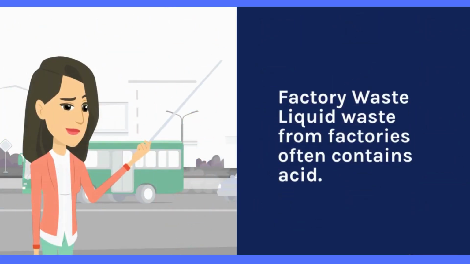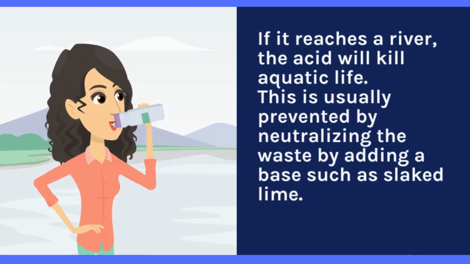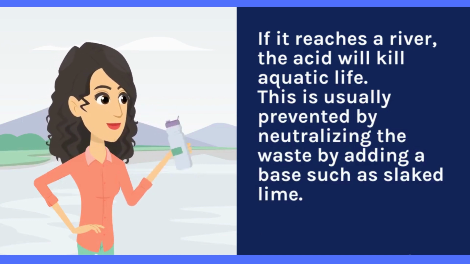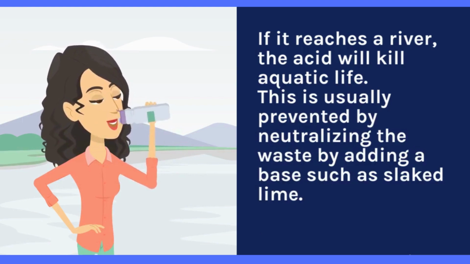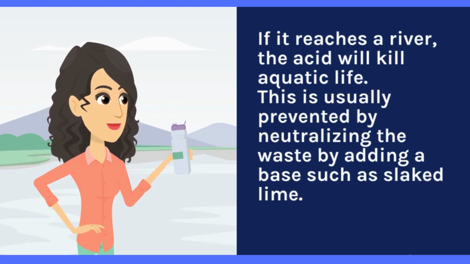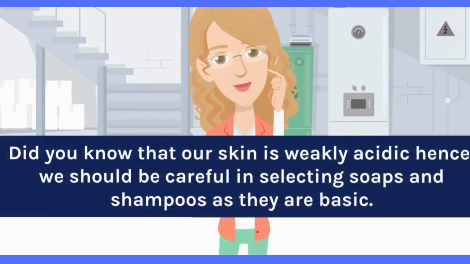Factory waste. Liquid waste from factories often contains acid. If it reaches a river, the acid will kill aquatic life. This is usually prevented by neutralizing the waste by adding a base such as slaked lime. Did you know that our skin is weakly acidic? Hence, we should be careful in selecting soaps and shampoos as they are basic.